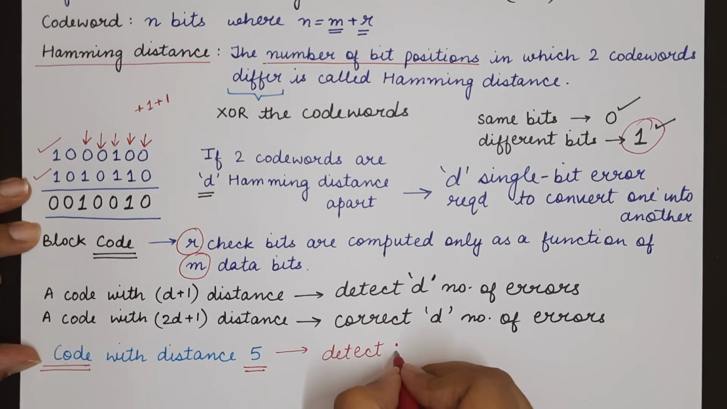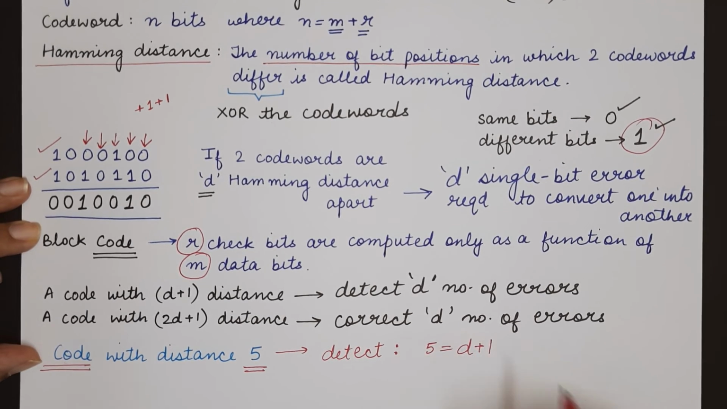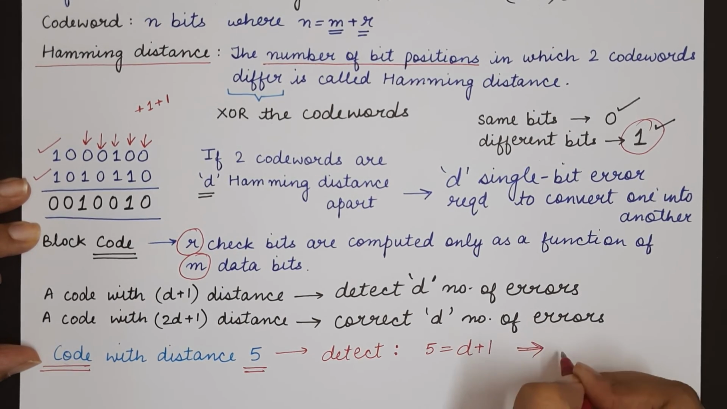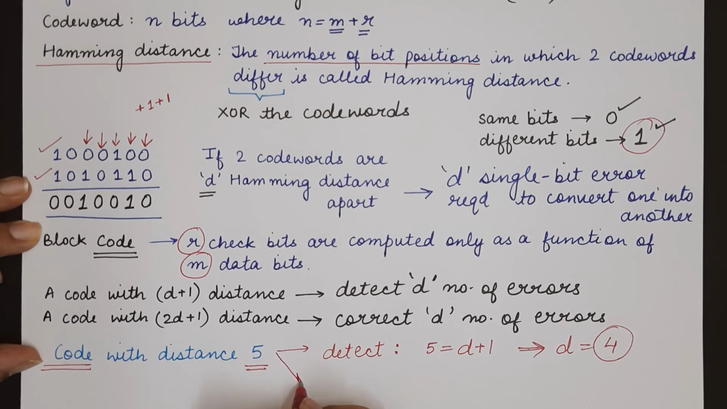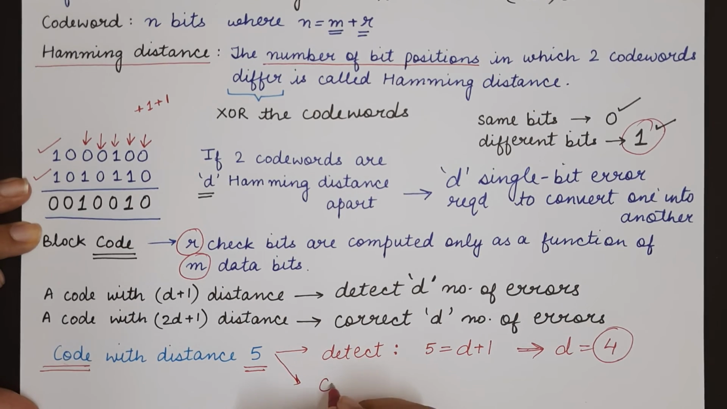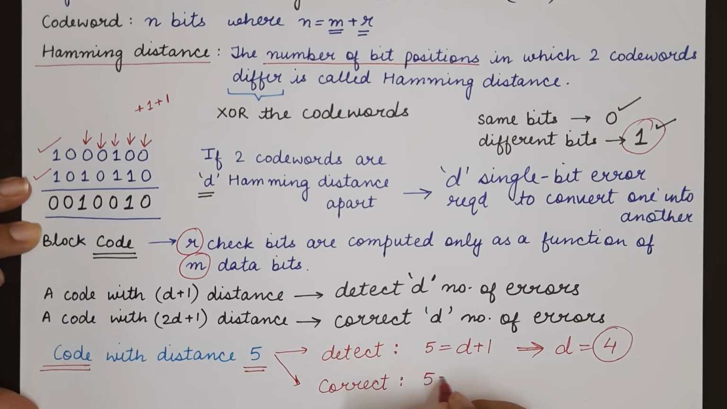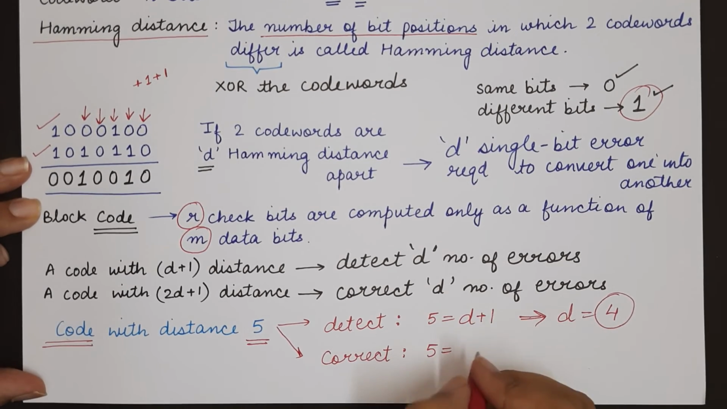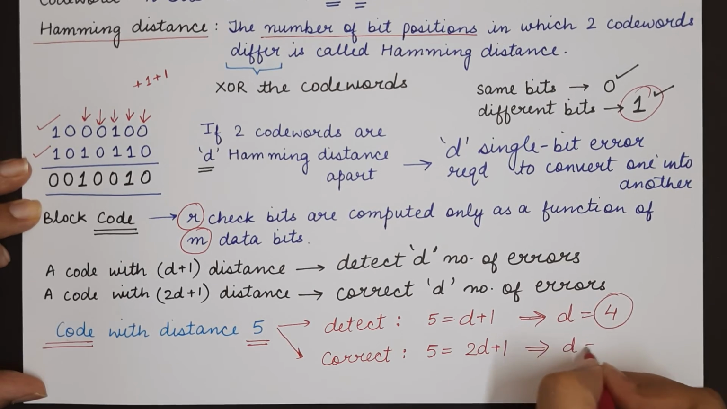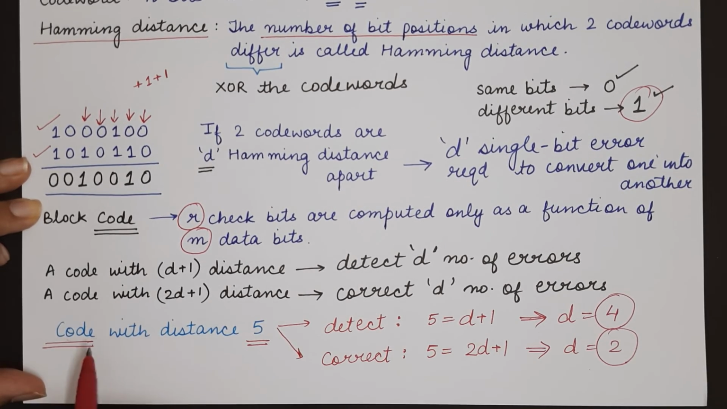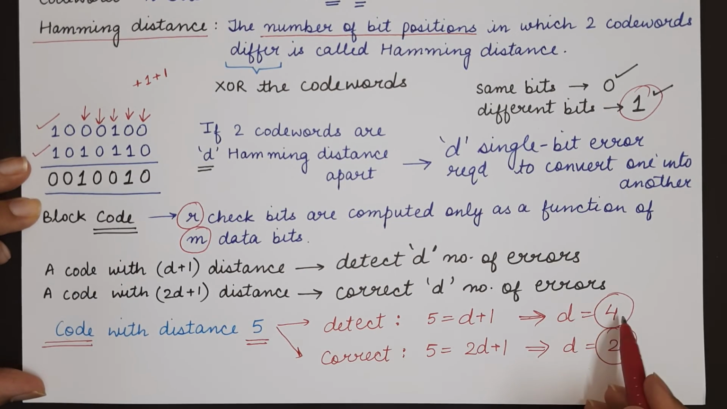Now, a code that has distance 5 will be able to detect how many errors? Let's calculate. We know that 5 is equal to d+1, so d will be equal to 4. Now, if we want to use this code to correct errors, then how many errors can be corrected? In this case, 5 will be equal to 2d+1, which means d will come out to be 2.